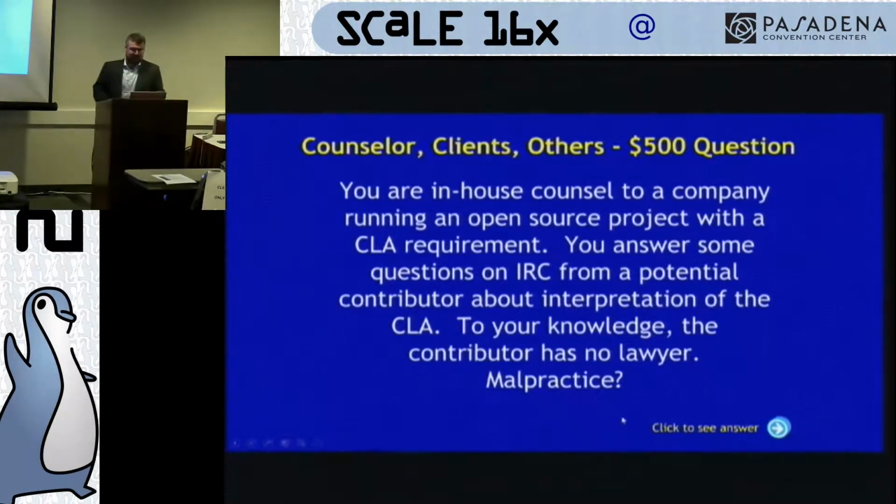Wow. Okay. You are in-house counsel to a company running an open source project with a contributor license agreement requirement. You answer some questions on IRC from a potential contributor about interpretation of the contributor license agreement. To your knowledge, the contributor has no lawyer.